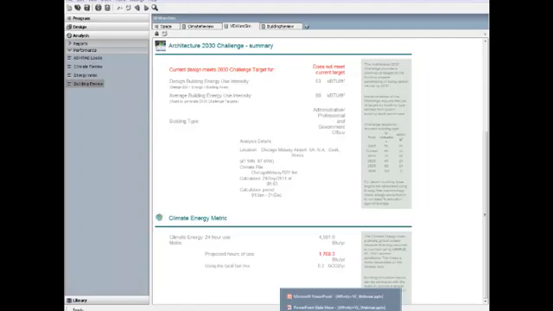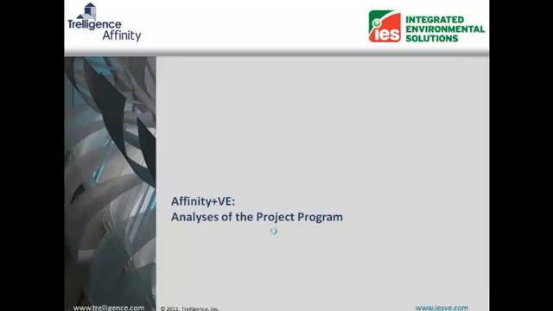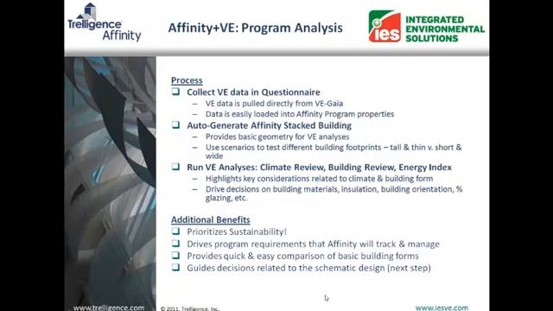So, just to recap, the process of analyzing the program using VE starts with collecting the program data in Affinity. In my example, that information was already loaded into my project file. Then we run the questionnaire to collect additional data that VE needs to run analyses, like longitude, latitude, and building type, and the information automatically loads into Affinity when it's submitted.